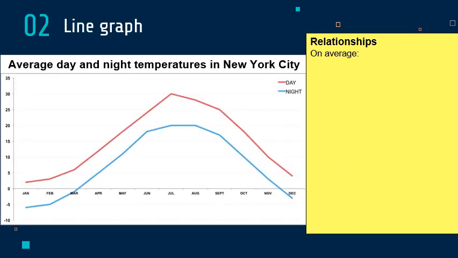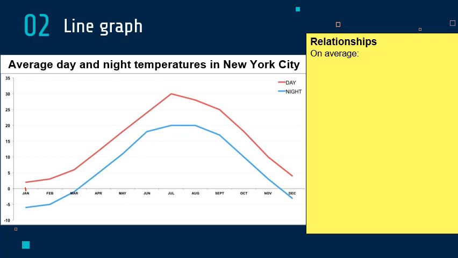Let's look at a line graph now. Here I've got a title which says the average day and night temperatures in New York City. I can see on the x-axis that it's over a year, and each of these intervals is 1 month. So it starts in January and goes all the way to December. I have checked, there are 12 months there, so there's no missing data.